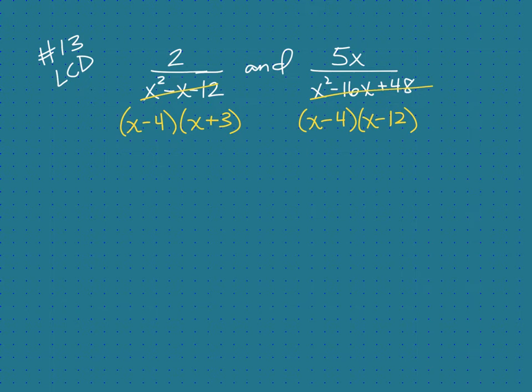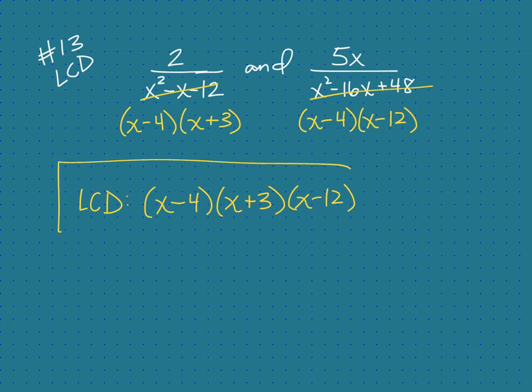Now we have the two denominators rewritten. Our LCD is going to be each factor written only one time. So we see that we have 4 factors, and one of them repeats. So I'm going to write 3 factors as our LCD. So our LCD is x minus 4, x plus 3, and x minus 12. The order that we write those factors does not matter.